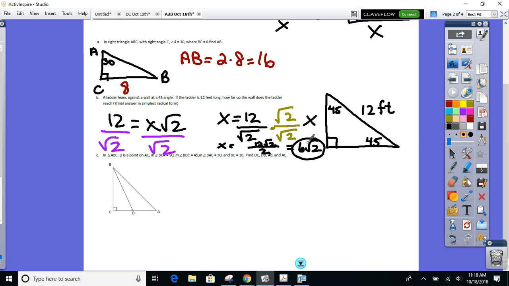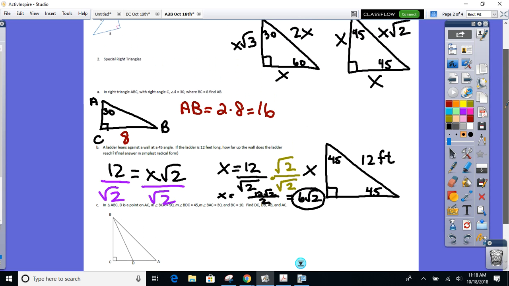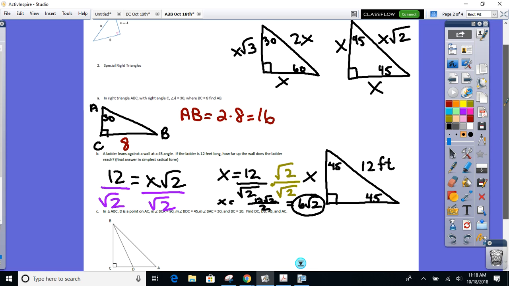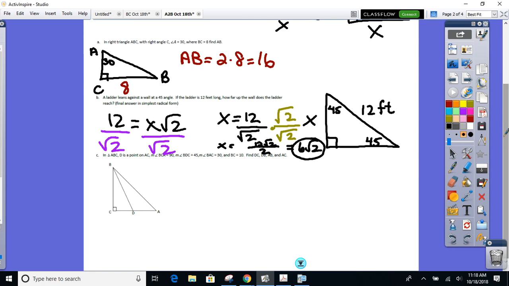Hypotenuse was 12. X radical 2, I got that off my triangle by knowing the sides. X radical 2. Solve for x by dividing by radical 2. Set up C. Go ahead. Write all your angle measurements for C for me.